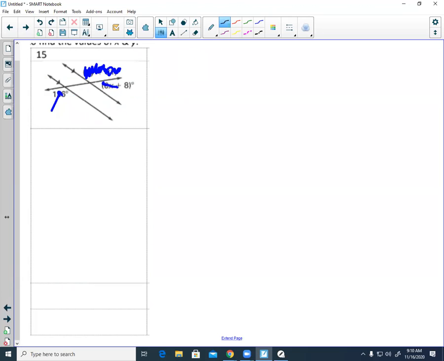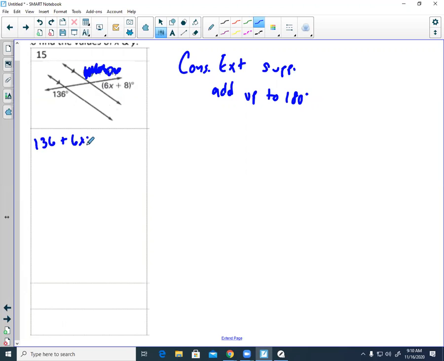The first thing I want to do is identify the type of relationship that they have, and they are consecutive exterior. Consecutive exterior angles are supplementary. So right now I've just determined that those two angles are supplementary with each other. All right? Since those two angles are supplementary with each other, I am going to say that they add up to, that's what supplementary means, they add up to 180. So those two angles together will add up to 180. So I'm going to do 136 plus 6x plus 8 equals 180.